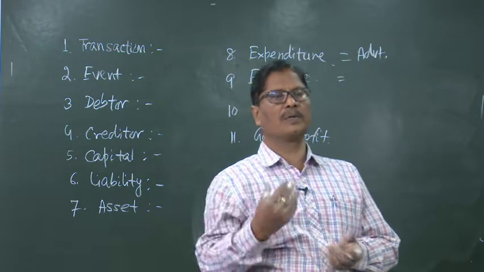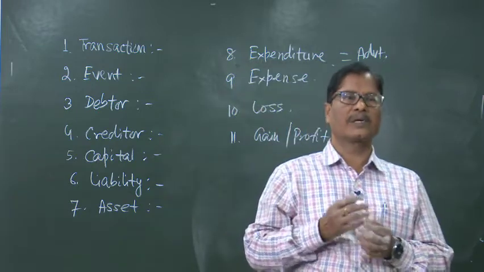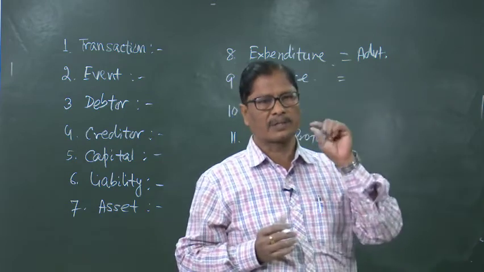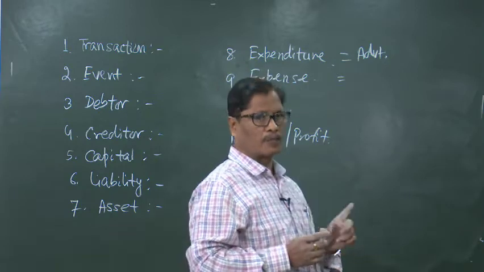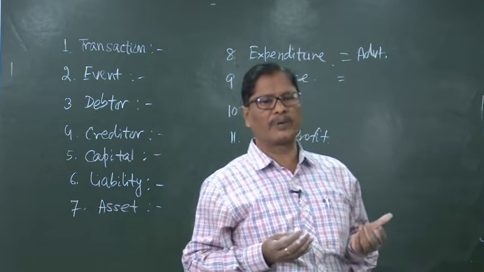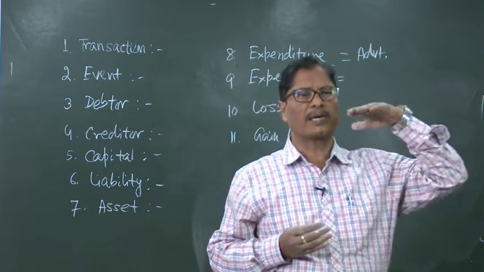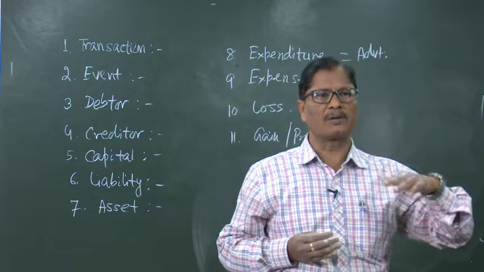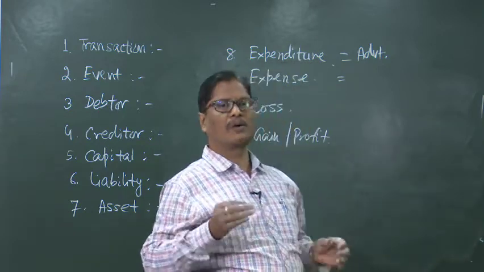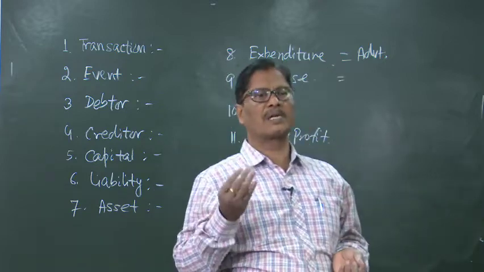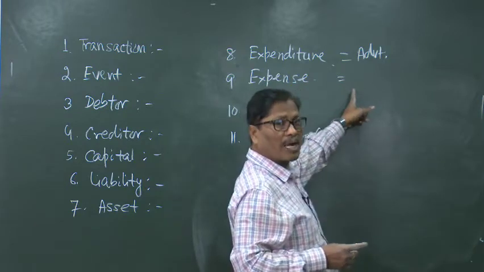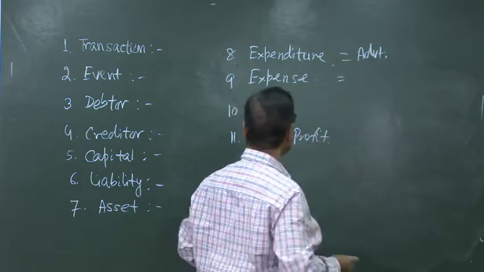Similarly, suppose we are consuming one cold drink. Its effect is over within say half an hour, so that expense will be called expense. As such there are no watertight compartments between expense and expenditure, that up to 30,000 it will be expenditure, below that it will be expense, not like that. Depending on the circumstances you will be able to decide whether it is an expense or expenditure. So, spending money for getting a benefit of short lasting nature is called expense.